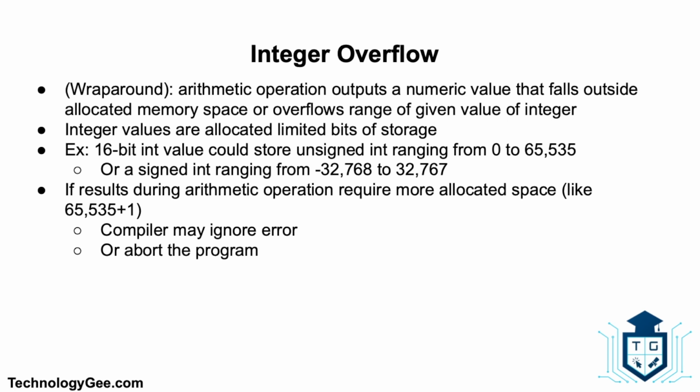65,535, or a signed integer ranging from negative 32,768 to 32,767. During an arithmetic operation, if the results require more than the allocated space, like 65,535 plus 1, the compiler may completely ignore the error that is caused or simply abort the program.